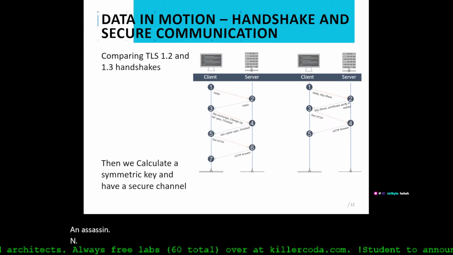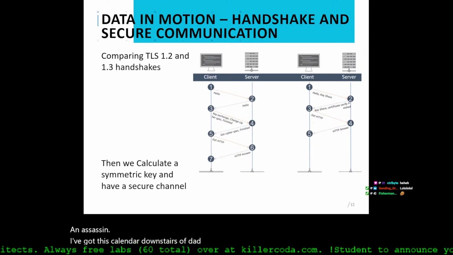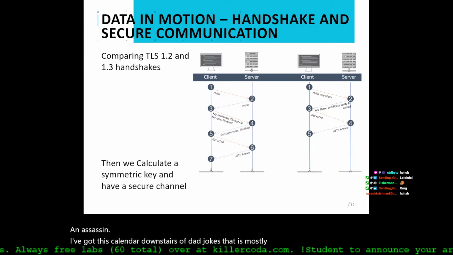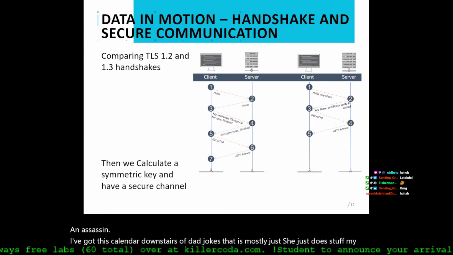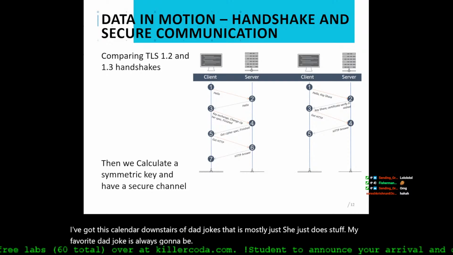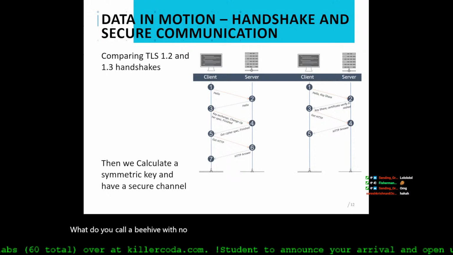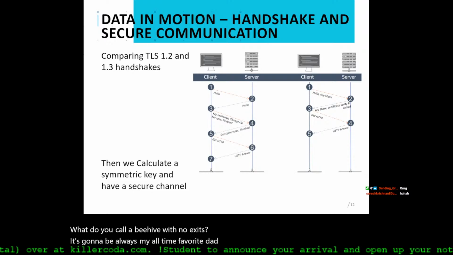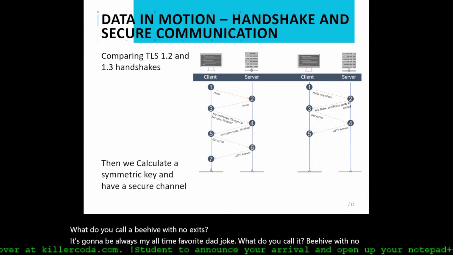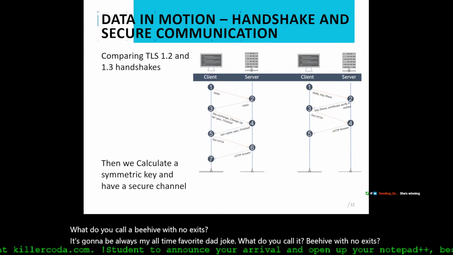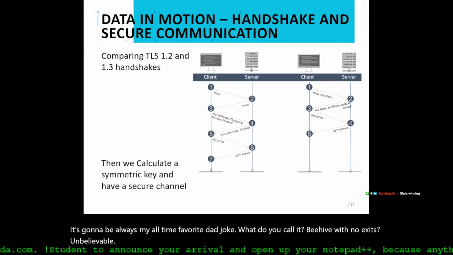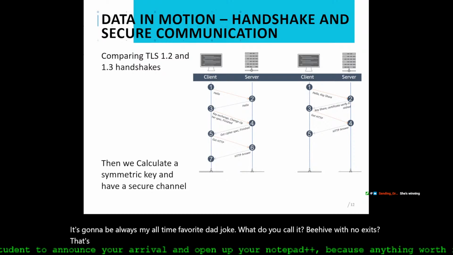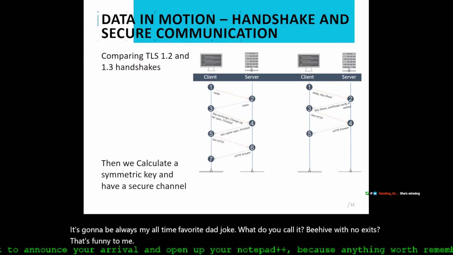I've got this calendar downstairs of dad jokes. My favorite dad joke is always going to be, what do you call a beehive with no exits? It's going to be always my all-time favorite dad joke. What do you call a beehive with no exits? Unbelievable. That's funny to me. And if it's not funny to you, I can't help you.